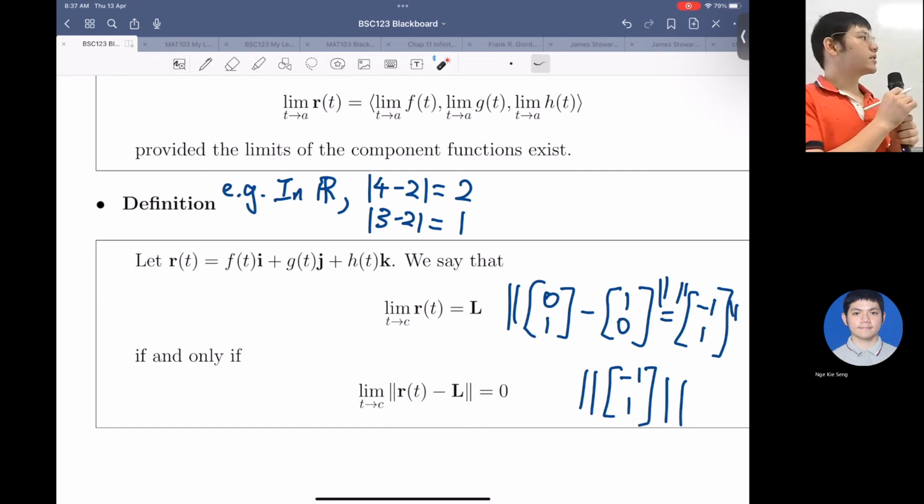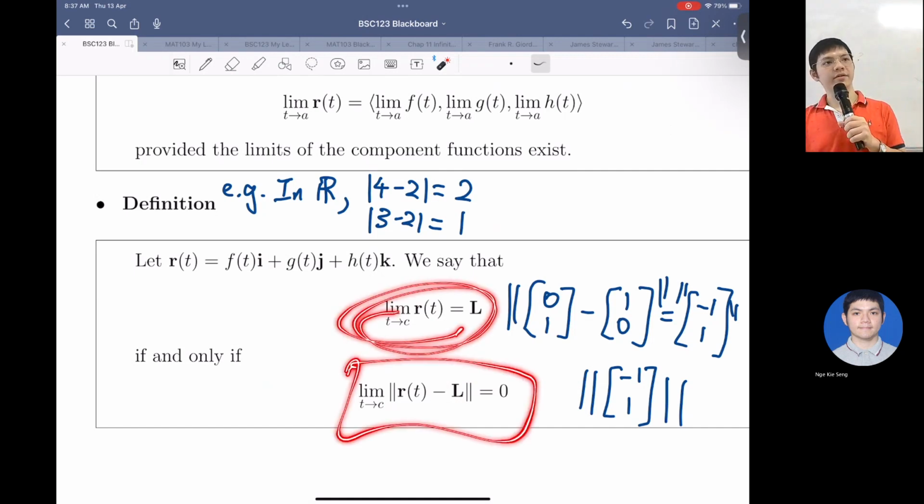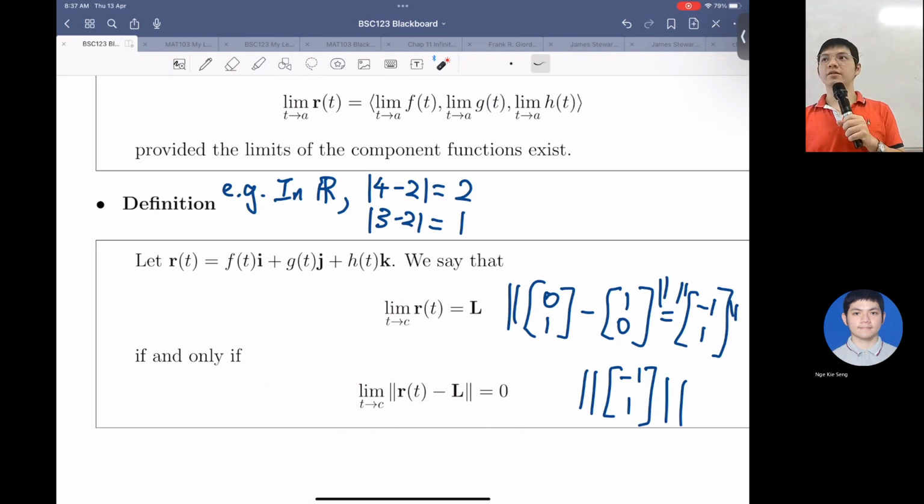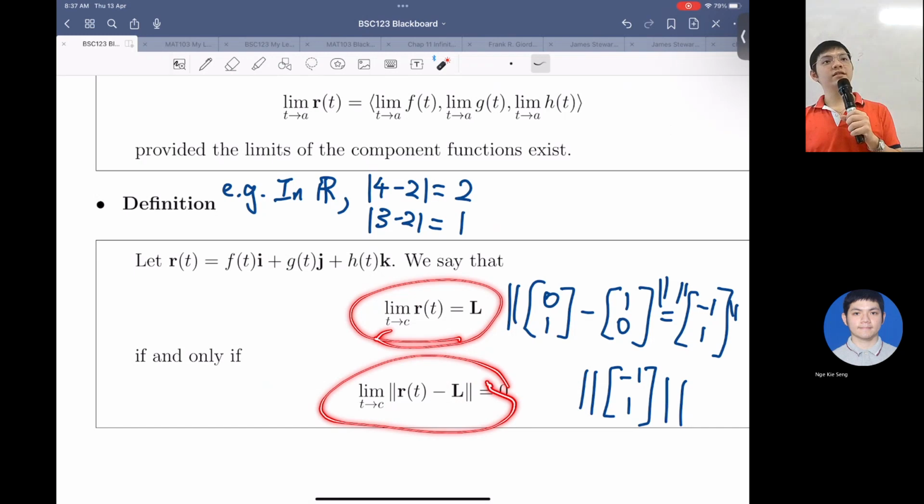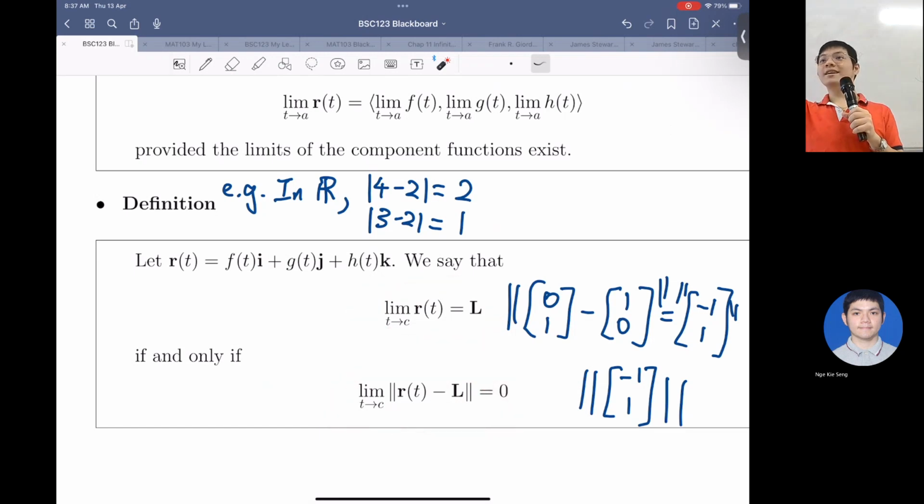Limit usually works for real numbers. So this part doesn't really make sense, but this part here we know what's going on: for real numbers we can do limit. So limit of a vector function is really the limit of the length of the difference of the vectors. This is the point here. Confused or not? Please ask if you're confused. The key point is we know how to do limit on real numbers. So how do we transfer a vector limit to a real number? We take the length, so we go back to the real number case, and then we can do limit.